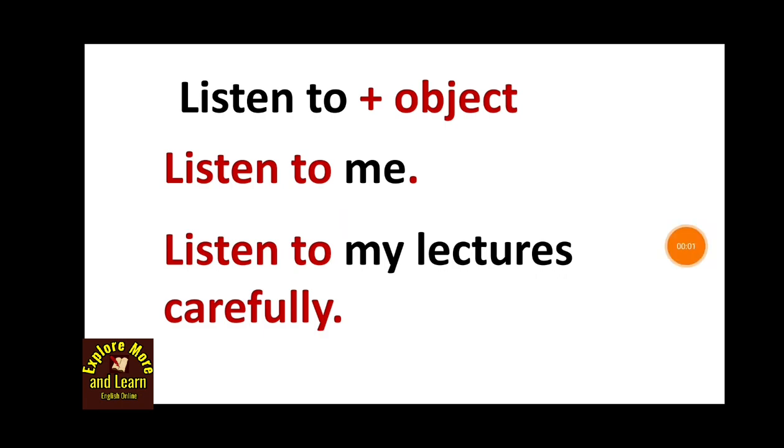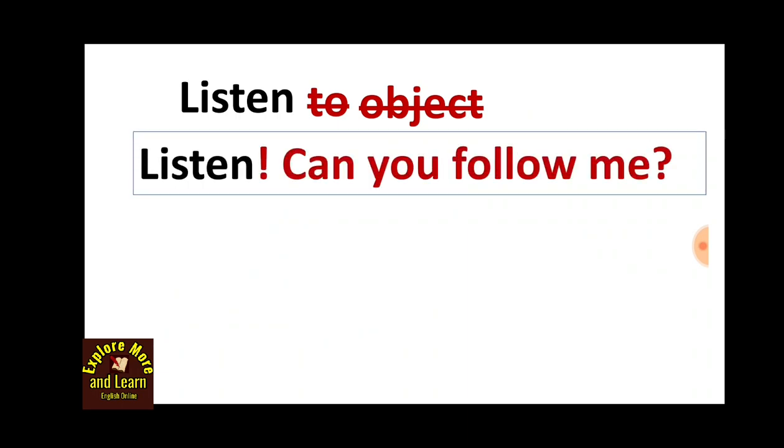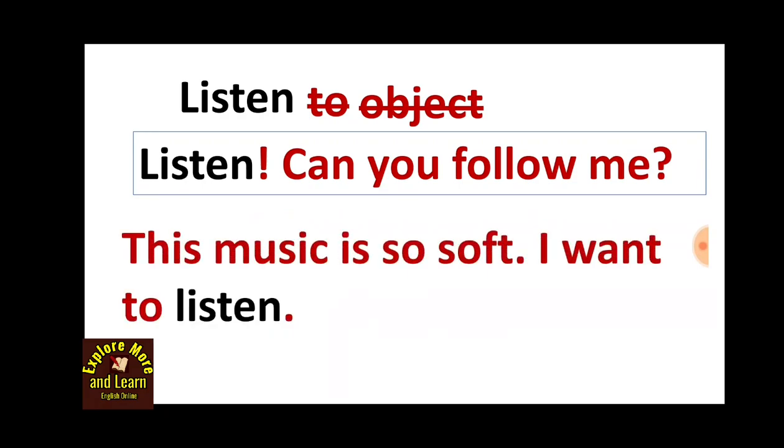But we don't use to after listen when it is not followed by an object. Okay? For example, listen. Can you follow me? Here we are not having any object after listen. Okay, so listen is not followed by an object. That's why you can use listen as it is. Listen, can you follow me? This music is so soft. I want to listen. So here also, listen is not followed by an object. That's why we can use listen as it is.